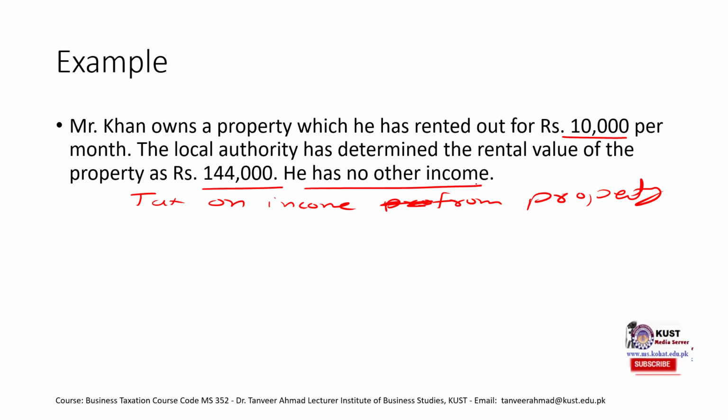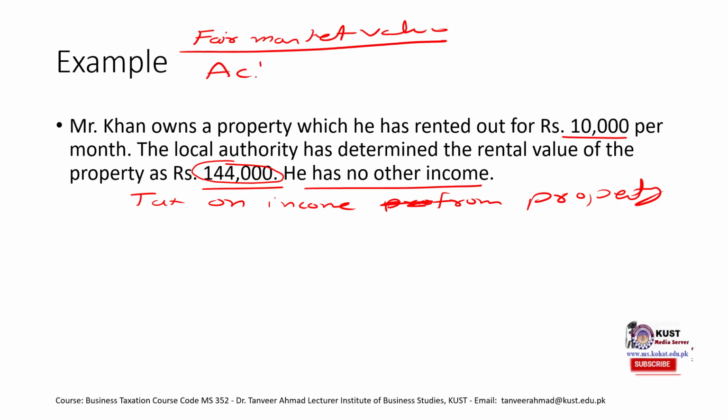But remember, the first rule that we discussed when we started this chapter was that irrespective of what rent we are paying, if the tax authority has calculated a certain rent that they think is the fair market value, remember we discussed the idea of fair market value, and we said if the actual rent is greater than the fair market value, then our rent would be the actual rent.